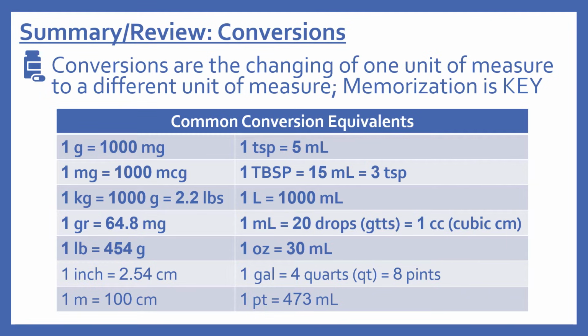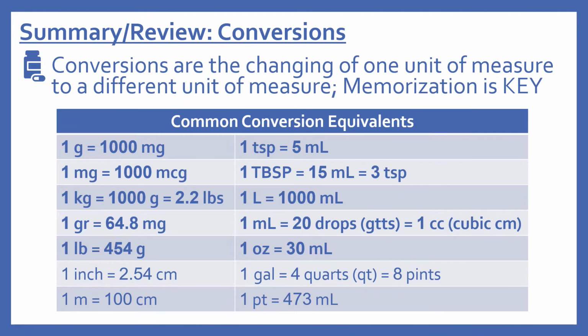1 grain, remember GR is the abbreviation, is 64.8 milligrams. 1 pound equals 454 grams. 1 inch equals 2.54 centimeters. 1 meter equals 100 centimeters. 1 teaspoon equals 5 milliliters. 1 tablespoon equals 15 milliliters, which also equals 3 teaspoons. 1 liter equals 1,000 milliliters. 1 milliliter equals 20 drops.